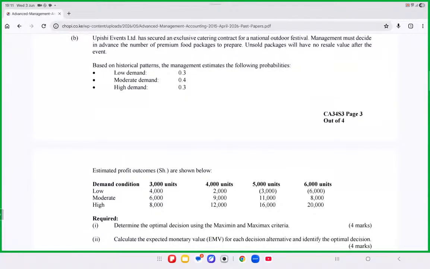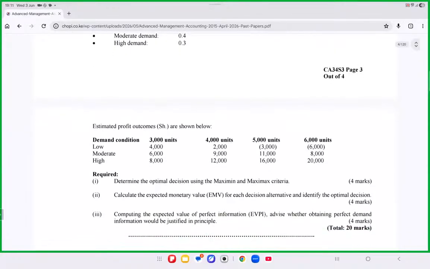So you can see there we have our three states of nature: low demand, moderate demand, high demand. Estimated profit outcome. So you guys are lucky because they gave us our payoffs, shown below. Then they want us to determine the optimal decision using the Maximin and the Maximax criteria. How many marks are they giving us? 4.